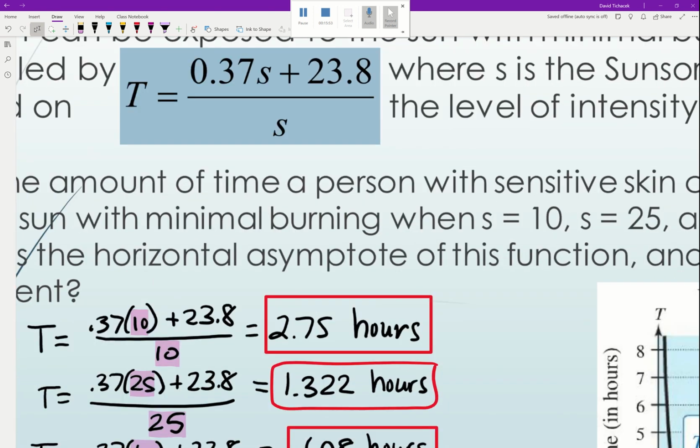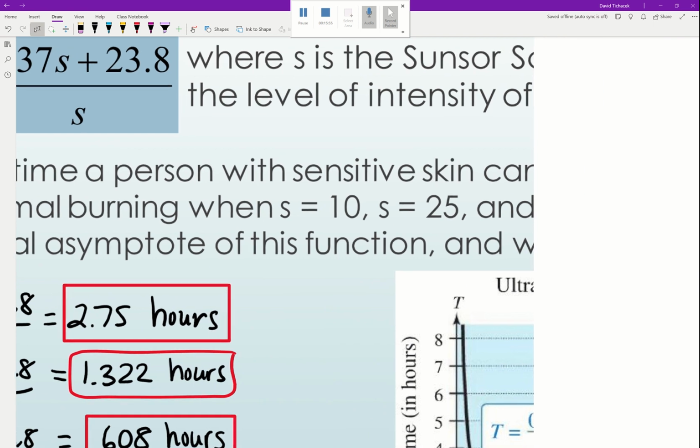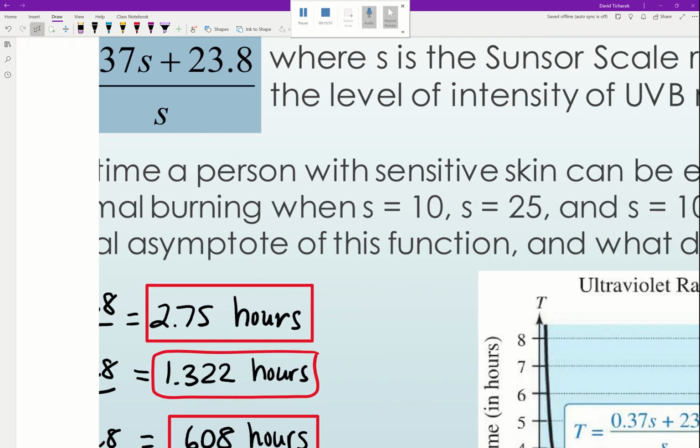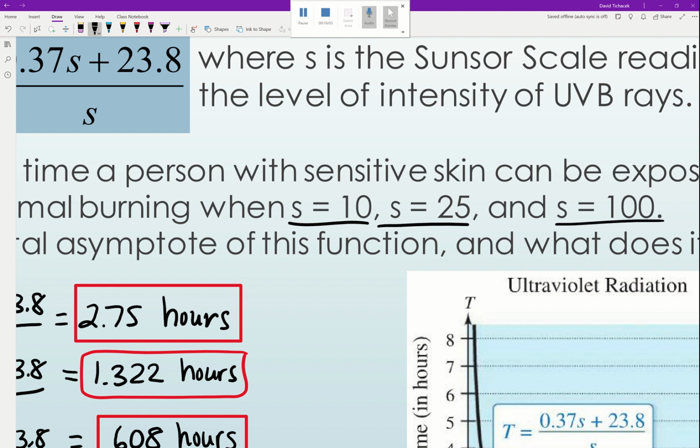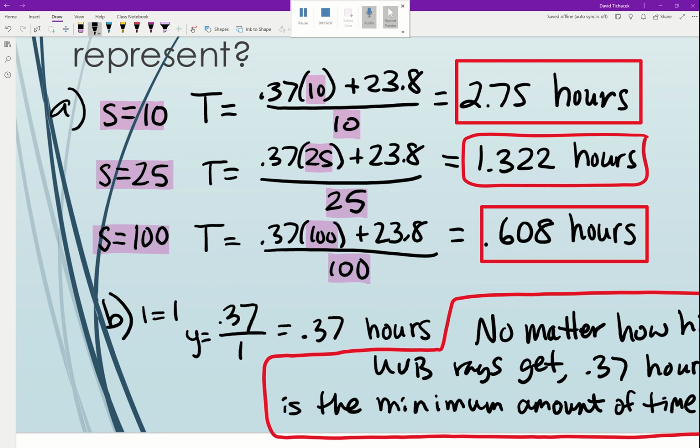So it says, find the amount of time a person with sensitive skin can be in the sun at these 3 times right here, right? So S is equal to 10, S is equal to 25, and S is equal to 100, right? So with those skin sensitivities, this is just an example where you simply have to plug these inputs into the function and get their corresponding outputs, which you can see that I've done right here. Just don't forget that whenever you're doing a practical application problem, you can dip back into the context and say, I've got this many hours, right? So that's something I expect you guys to be able to do.